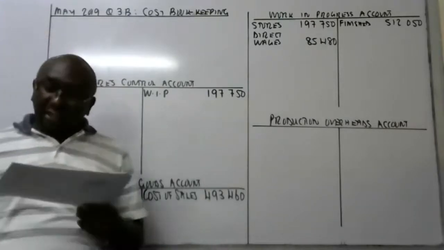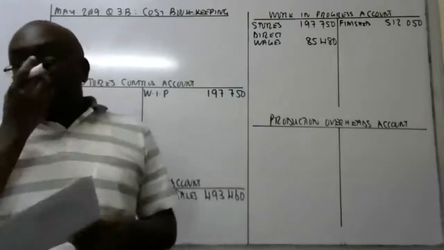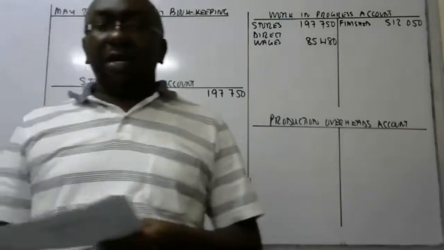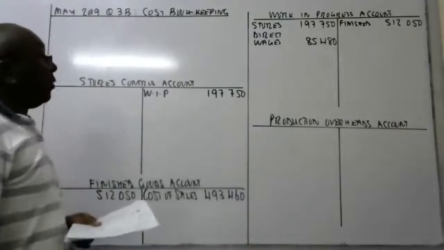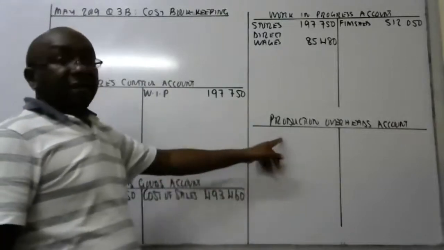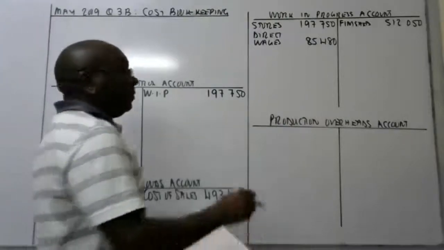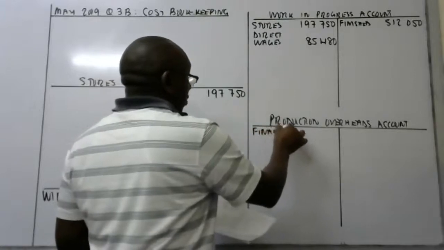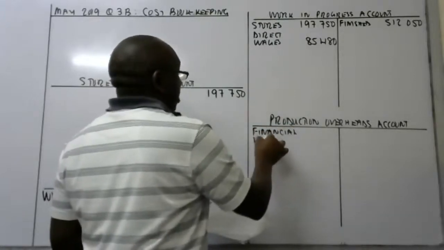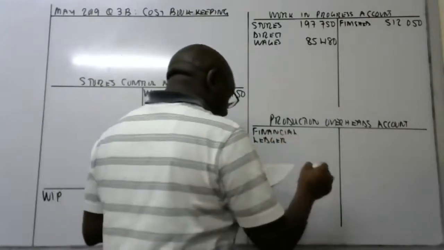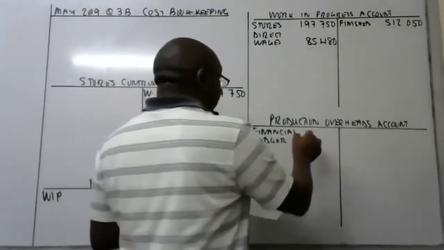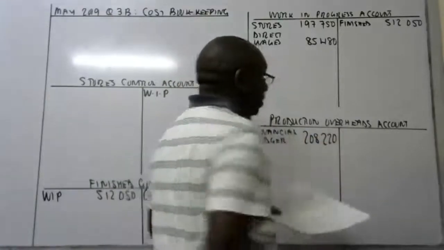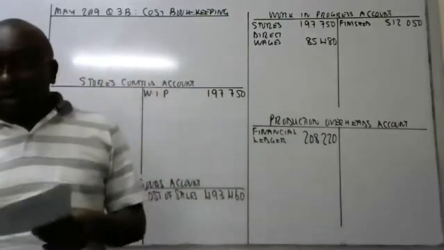Production overheads as per the financial account. When you see the financial, that means it's what was paid. So when we pay, we debit the overheads account and credit the finance. So because of the financial ledger, which is what we used to pay, we have 208,220.